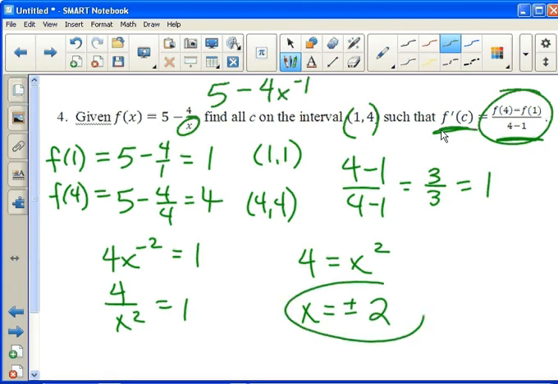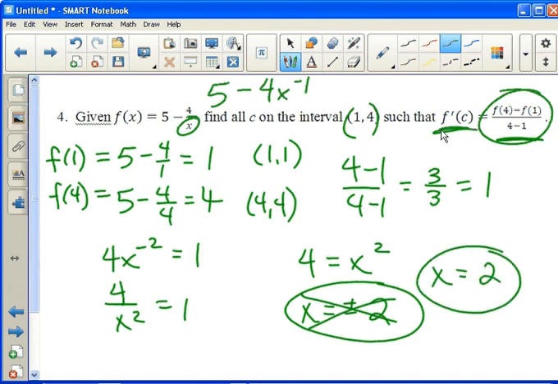However, we can't use both of those. The reason for that is because of our interval. Our interval is only from 1 to 4, so we can only use positive 2. Make sure with these that you're checking your interval and making sure your answer falls within it.